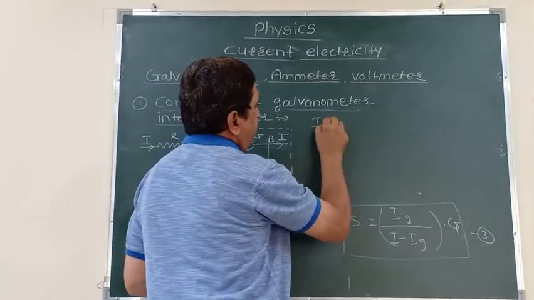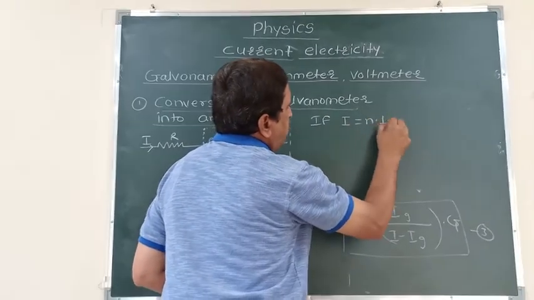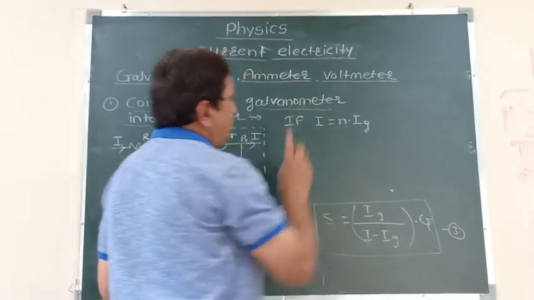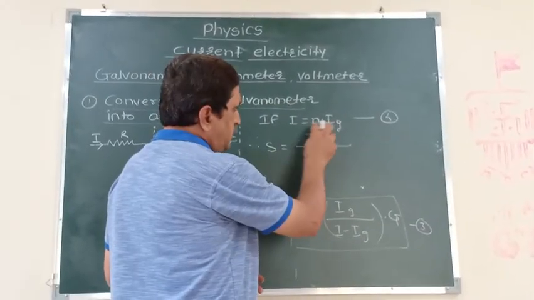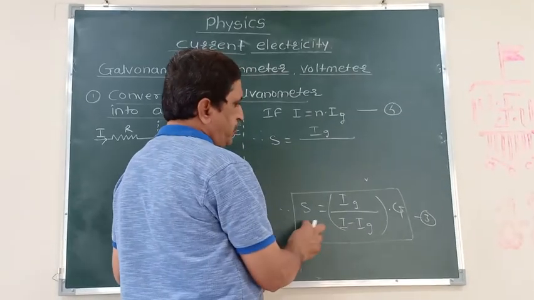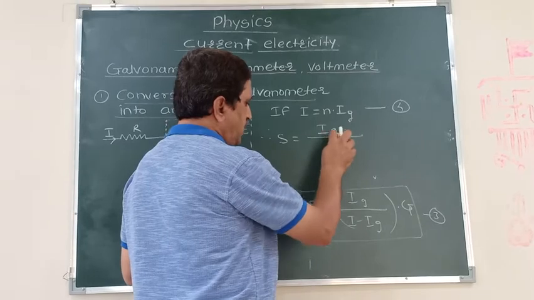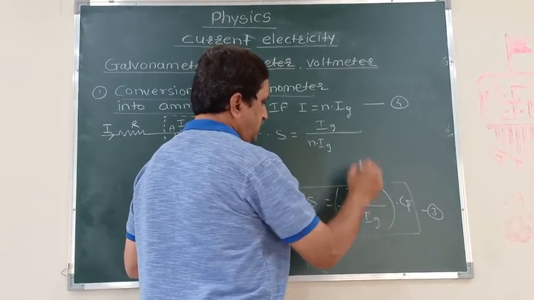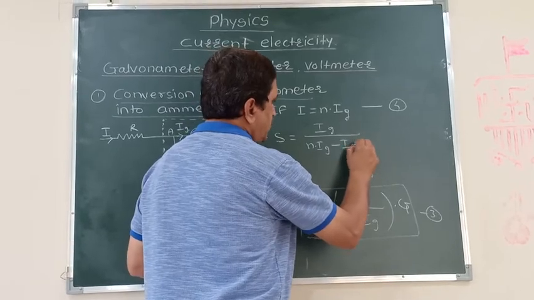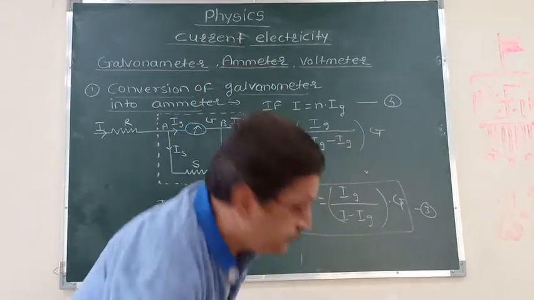If R is equal to N into Ig, what does it mean? If we put the value of R in equation 3, we can write equation 3 in this form: S is equal to Ig divided by I, that means N into Ig minus Ig out of bracket, G.